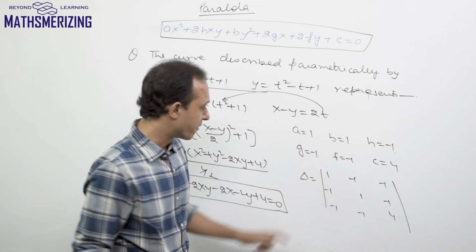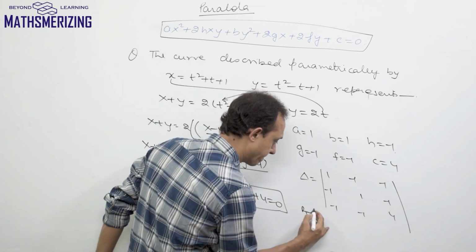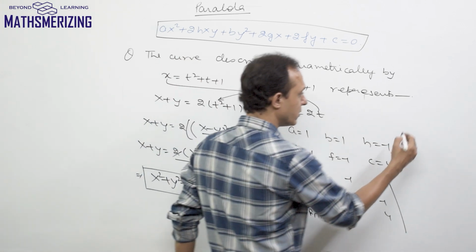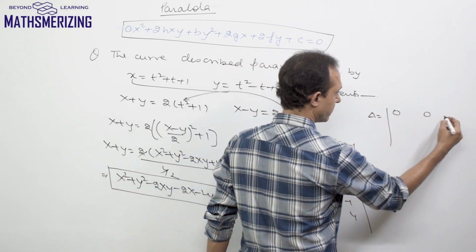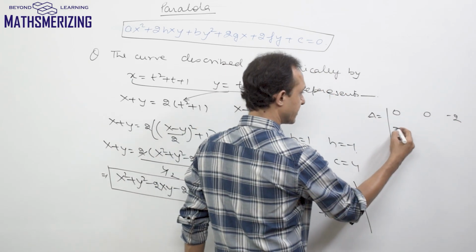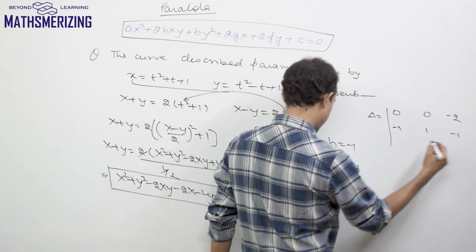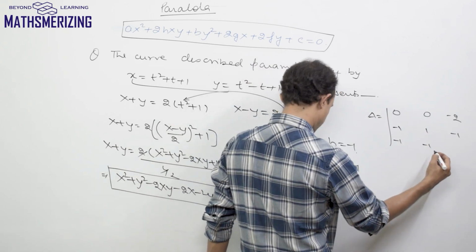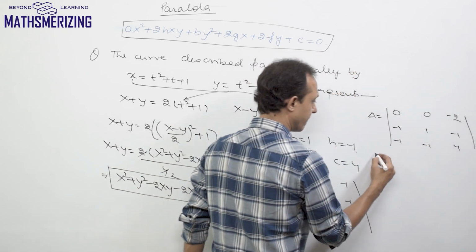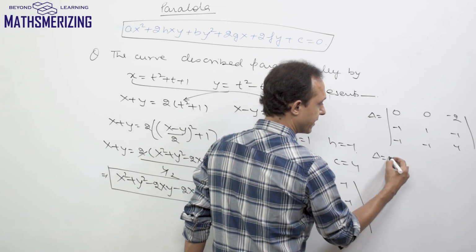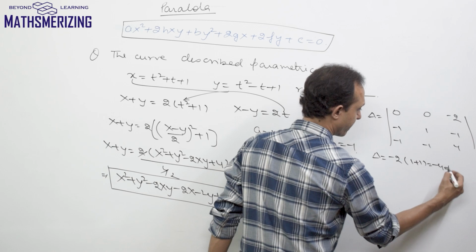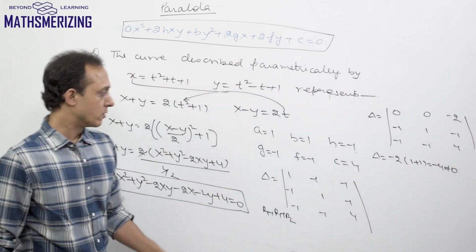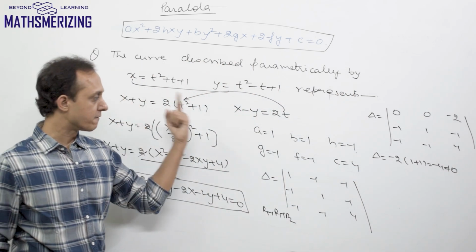So again, I'll do R1 plus R2. So I'll write R1 as R1 plus R2. So I'll write this delta as 0, 0, minus 2, and this is minus 1, 1, minus 1, minus 1, minus 1, and 4. If we solve this determinant, we'll get it as minus 2, and here will be 1 plus 1, so that is minus 4, which is unequal to 0. So this equation doesn't represent a pair of straight lines.